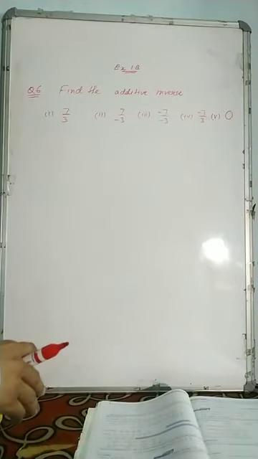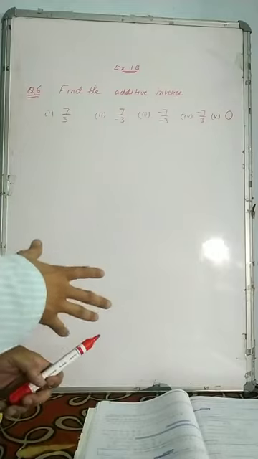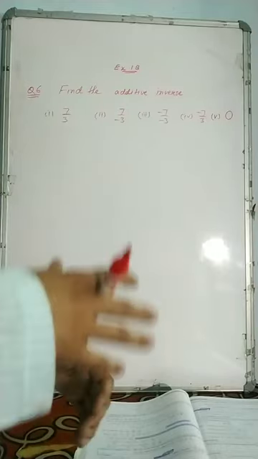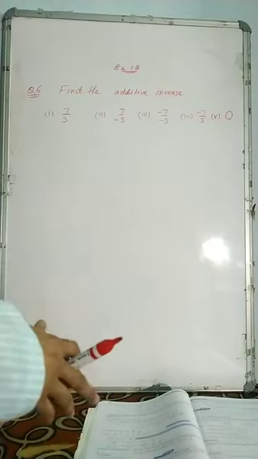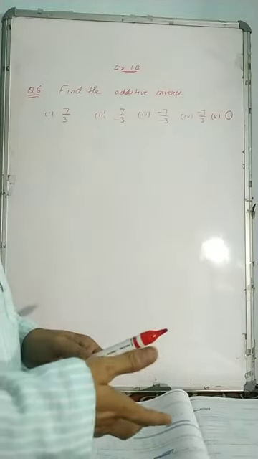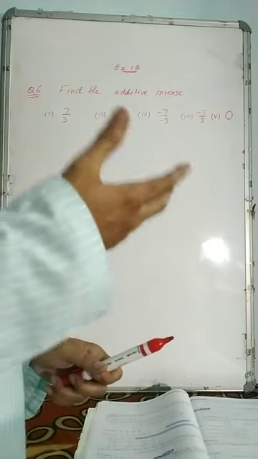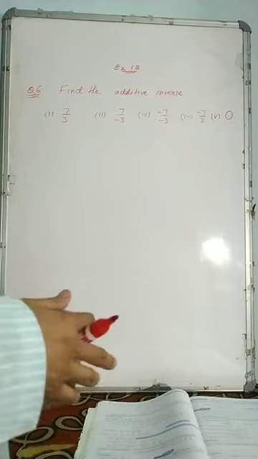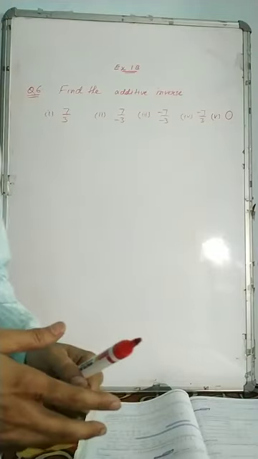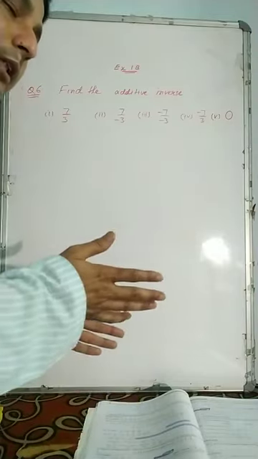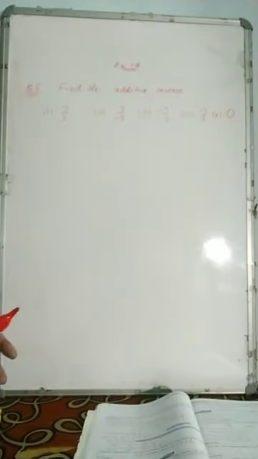Find the additive inverse. What is additive inverse? Additive inverse means whenever you find a positive rational number, you will convert it into the negative rational number, and whenever you find a negative rational number, you will convert it into the positive rational number. That is called the additive inverse, but 0 is the additive inverse of itself. Now here are some examples written.